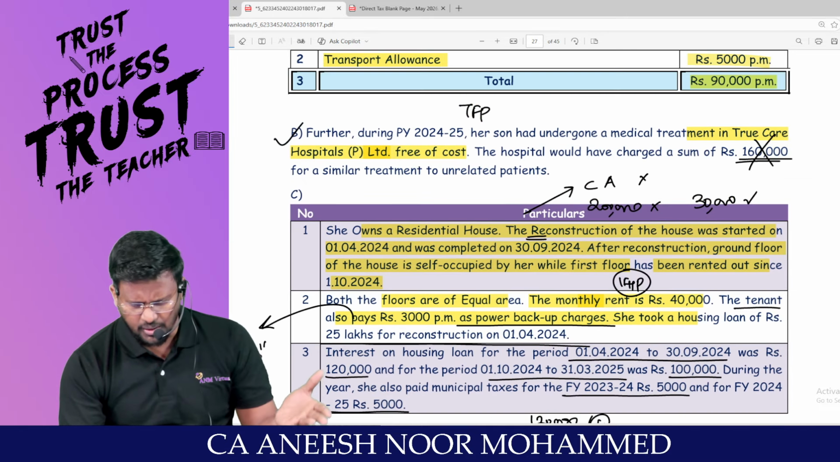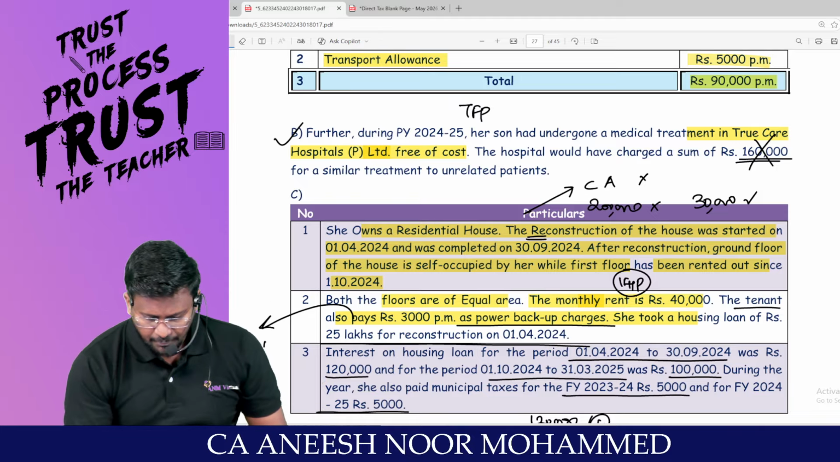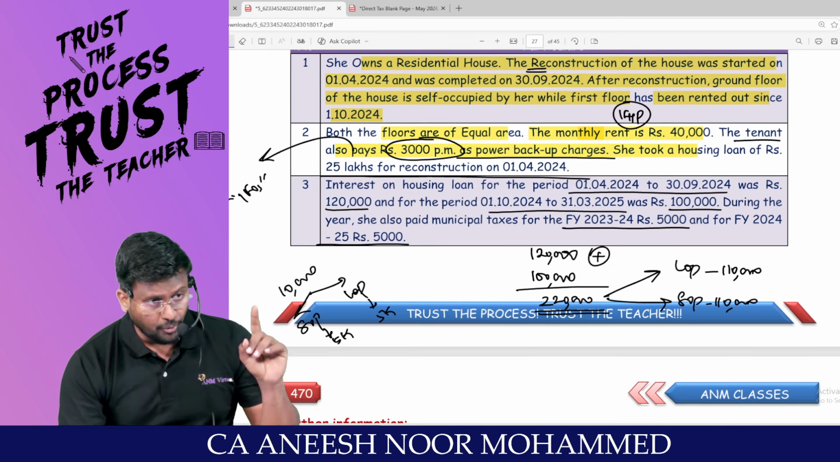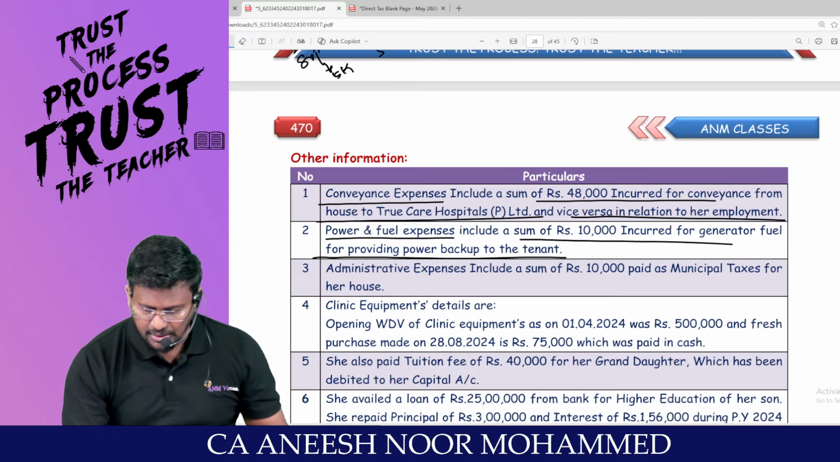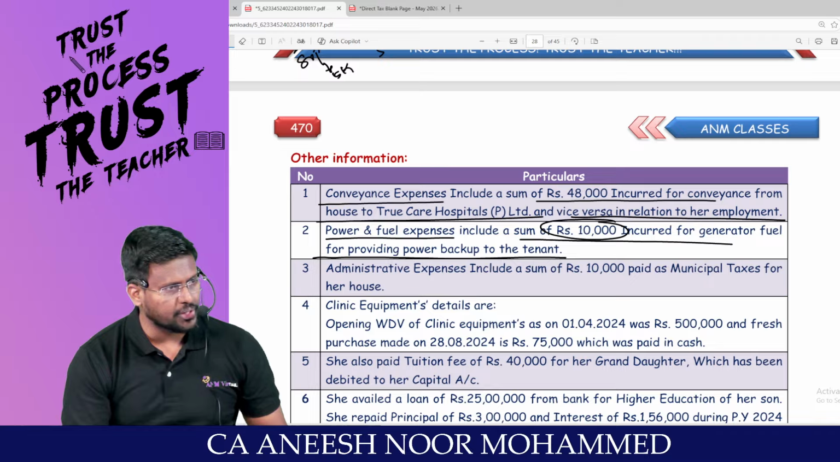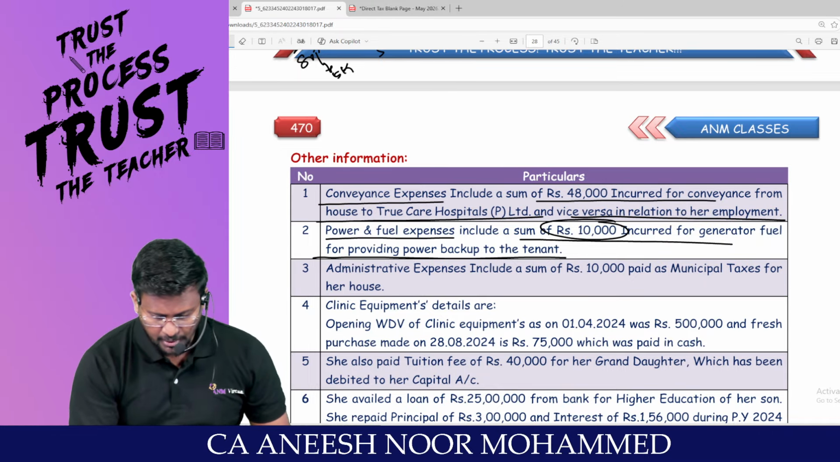My dear lovable students, this 3,000 per month, that means 36,000, you are going to tax it under IFOS. From that 36,000, reduce this 10,000. Balance 26,000 will be the taxable IFOS. Am I right? Beautiful adjustment.